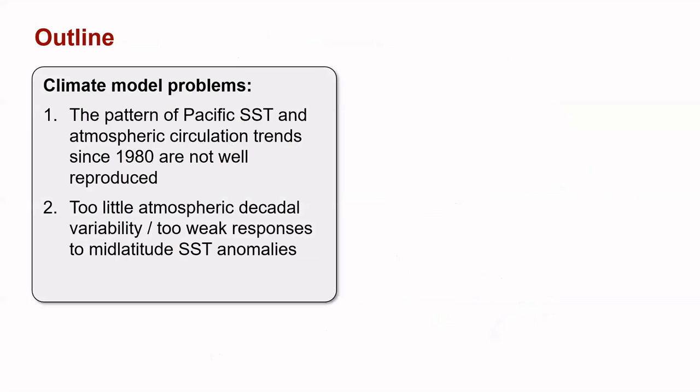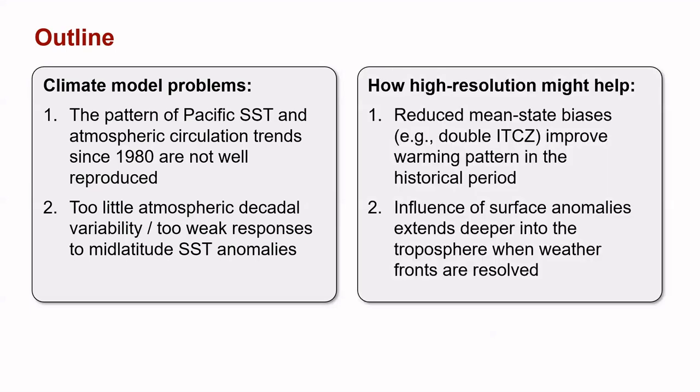So most of what I'm going to talk about today is then how increasing resolution to resolve these mesoscale processes, in particular in the atmosphere, might help with some climate model problems. So I'm primarily going to be talking about the pattern of Pacific SST and circulation trends since 1980, and why that's not well reproduced by CMIP models. But I'll talk a little bit also about the too weak atmospheric decadal variability in mid-latitudes and how that relates to coupling with SST anomalies in the mid-latitudes. And this will all be framed in terms of how high resolution might help with these issues.